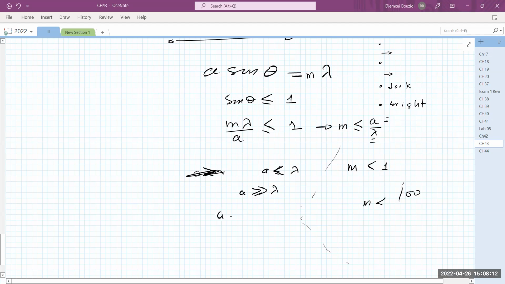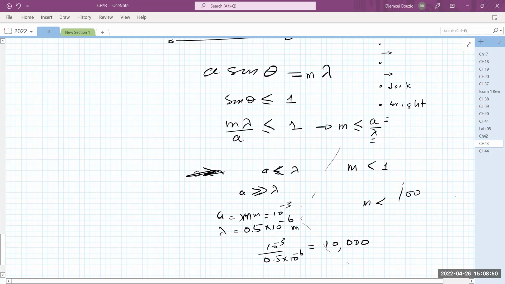Let's make a a millimeter, which is about the size of a hair. If the slit is about the size of a hair, of the order of a millimeter, and lambda is 0.5 times 10 to the power negative 6 meters, then 10 to the negative 3 divided by 0.5 times 10 to the negative 6 is of the order of 10,000. So that means m is less than 10,000.